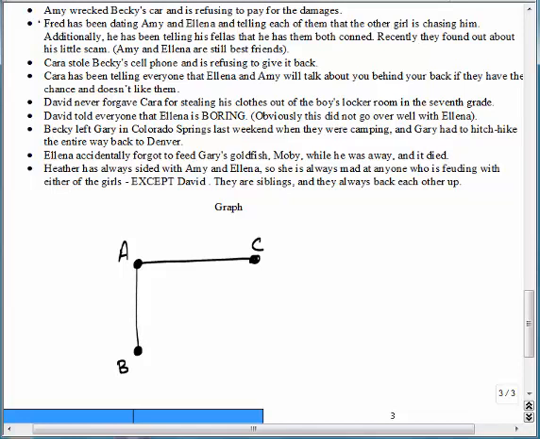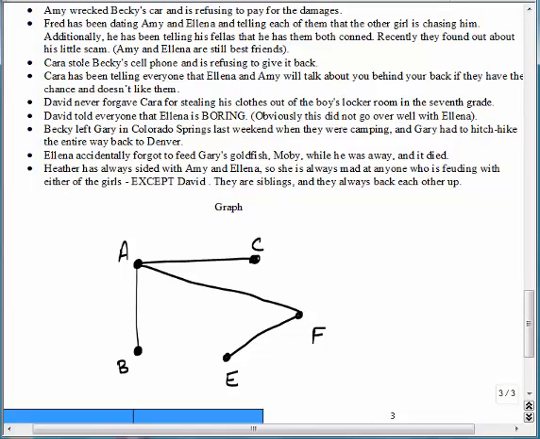Alright, the next one. Fred has been dating Amy and Elena and telling each of them that he has the other girl chasing him. Additionally, he has been telling his friends that he has both conned. Recently, they found out about his little scam. It says Amy and Elena are still best friends. So basically, neither one of them wants to be with Fred. So Amy we've got right there. So we'll need to have Elena and Fred. Elena and Fred don't want to be friends in the same car. Neither do Amy and Fred. They shouldn't be in the same car because they're upset with each other.